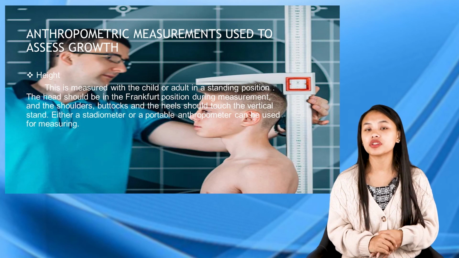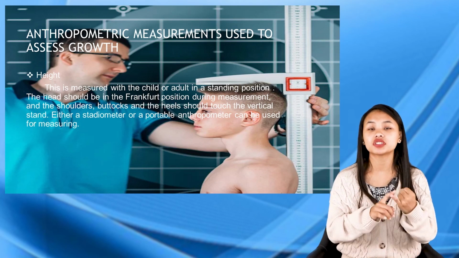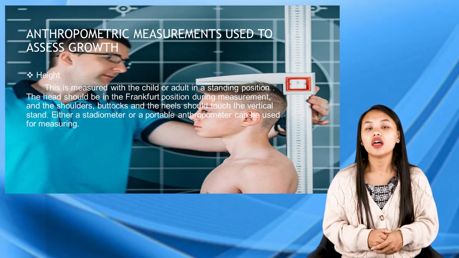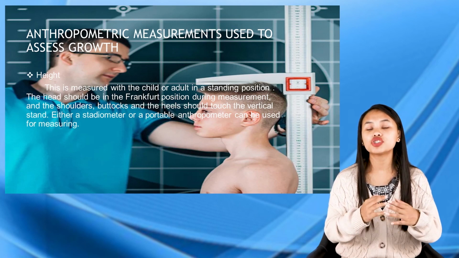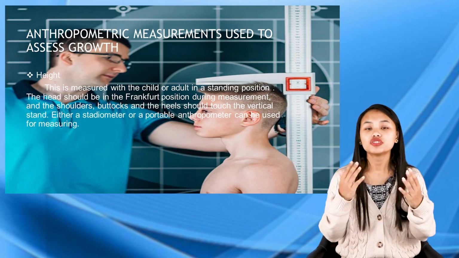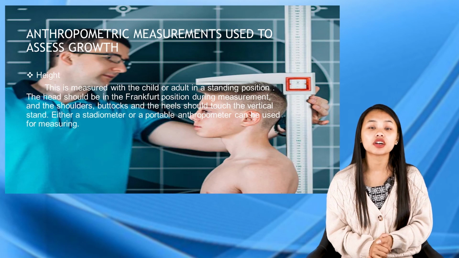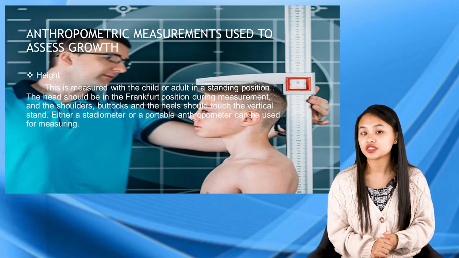And here, in order to measure the height of a person, we can either use the stadiometer or even a portable anthropometer. This measurement is also recorded to the nearest millimeter. So this is how you can assess the height of a person, and through this you will be able to get an idea of the nutritional status of a person as well.